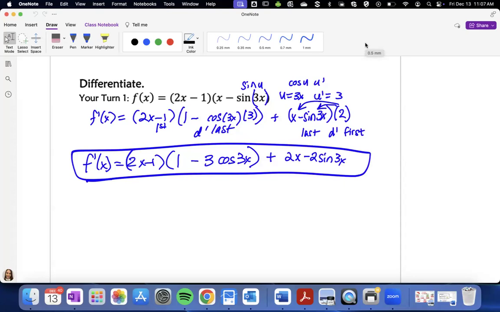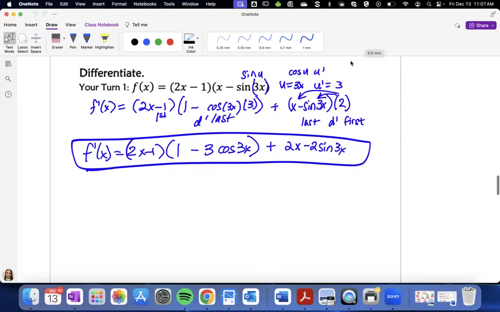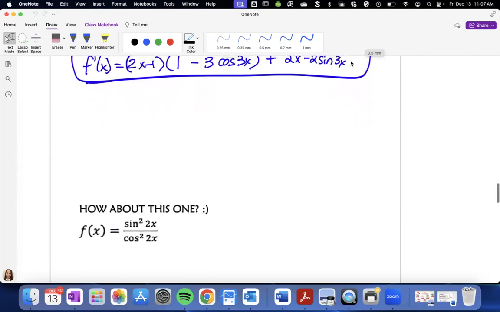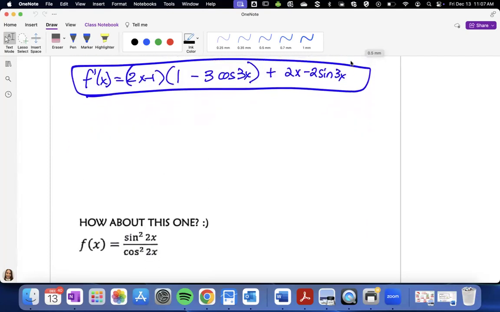All right. The last one, you can make it fairly easy. Take a look at this. Are you ready to move on? Was anybody copying? Here's that if you need it. Take a look at your next example. Wait, I have a question. F of x is sine squared 2x over cosine squared 2x.